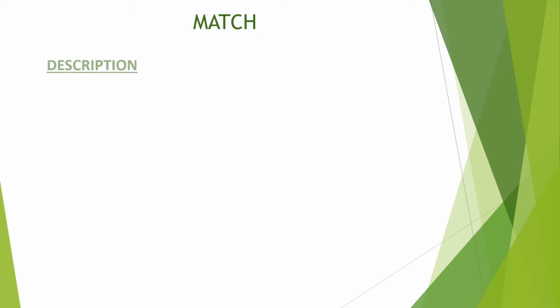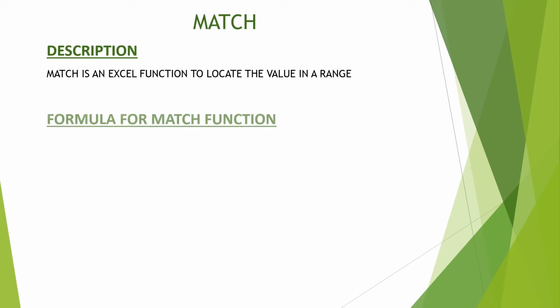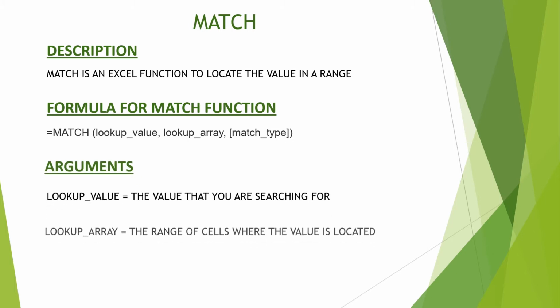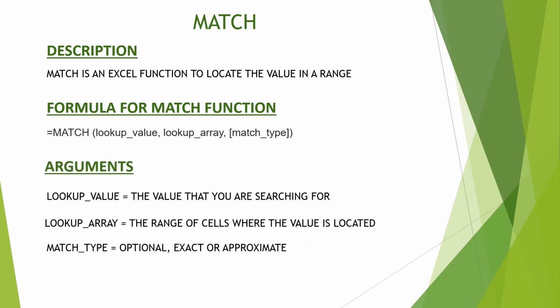Next is the match function. It locates the position of the value in the range. It has 3 arguments: the lookup value, which is the value to look for in the array; the lookup array, which is the range of cells where the lookup value is located; and match type, if exact or approximate.